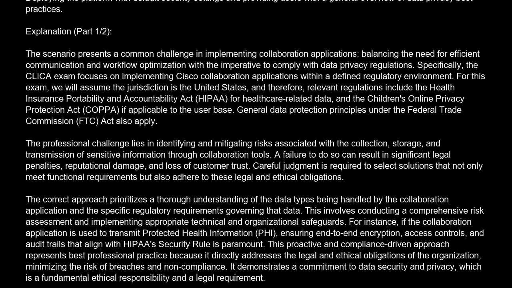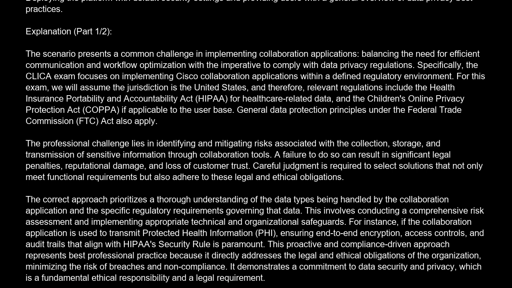The correct answer is A. Deploying the platform with default security settings and providing users with a general overview of data privacy best practices. Explanation. The scenario presents a common challenge in implementing collaboration applications, balancing the need for efficient communication and workflow optimization with the imperative to comply with data privacy regulations.